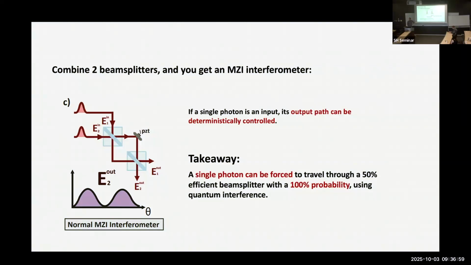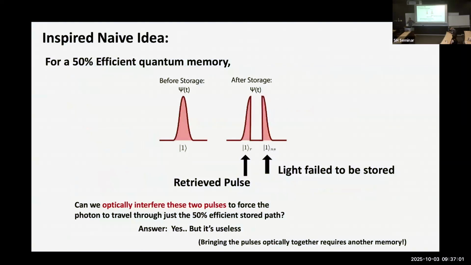So similarly, you might think, okay, well, can we do some kind of optical interference of these two pulses and try to interfere them so that this 50% efficient system becomes 100% efficient? Yeah, you can do that, but it's a bad idea.